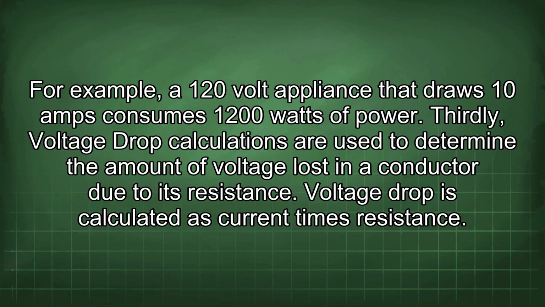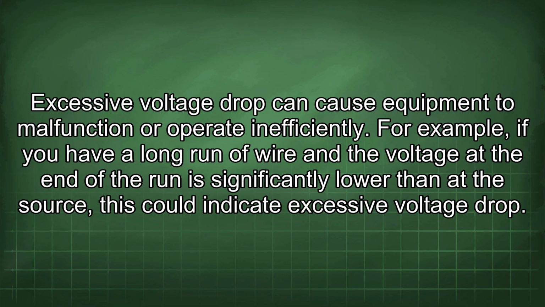Thirdly, voltage drop calculations are used to determine the amount of voltage lost in a conductor due to its resistance. Voltage drop is calculated as current times resistance. Excessive voltage drop can cause equipment to malfunction or operate inefficiently. For example, if you have a long run of wire and the voltage at the end of the run is significantly lower than at the source, this could indicate excessive voltage drop.